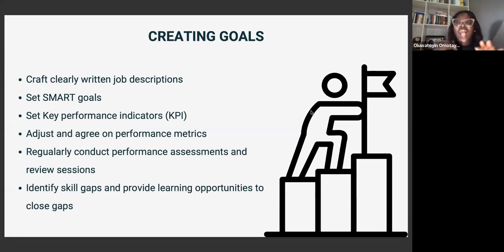Of course, you will have moments where you need to adjust the performance metrics. It could be based on maybe environmental factors, labor regulations, and all of those things, okay? Another thing you need to do is to regularly conduct performance assessment.